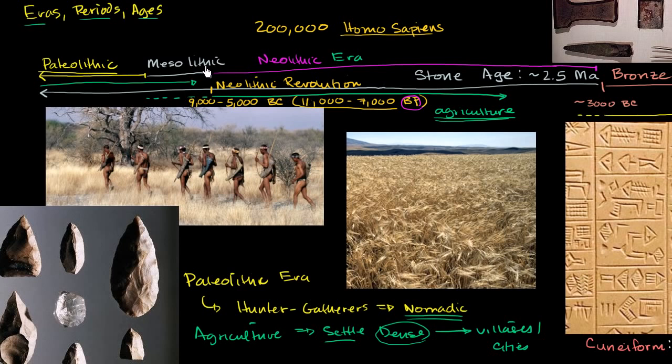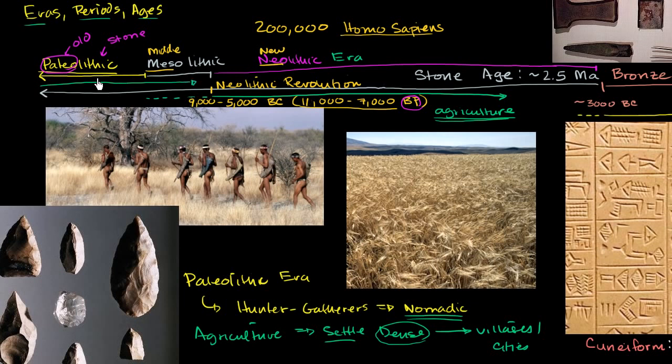And just so you know what these words mean, because they actually make sense when you know what they mean, paleo means old, and lithic means stone, or of stone. So they're really talking about the old Stone Age. Neolithic, as you can imagine, means new stone. So it's kind of the new Stone Age. And Meso means middle. So it is the middle Stone Age.